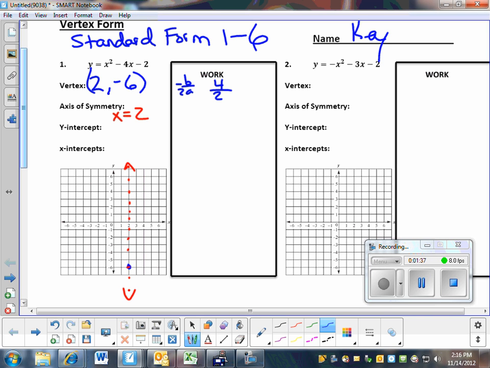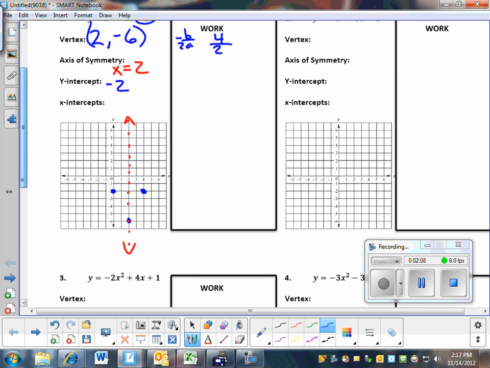Who knows what the y-intercept is? Negative 2. The y-intercept in standard form is just c. So negative 2, because you would plug in 0, and you get 0 minus 2, which is negative 2. So I can plot negative 2. If I know that point, what other point do I know? I know that one right there, right? Because it reflects over the axis of symmetry.